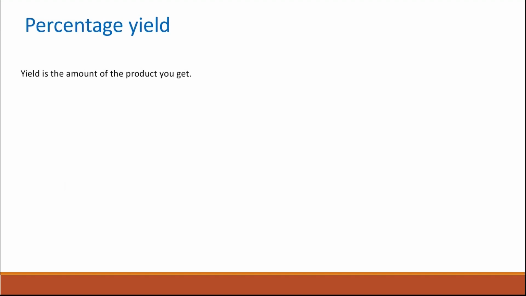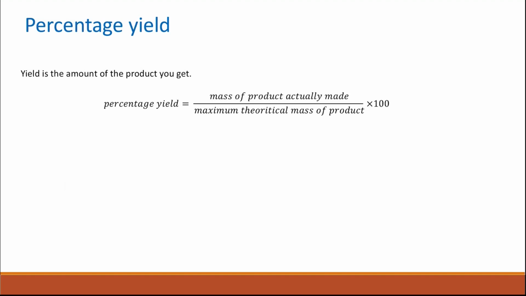So yield is the amount of the product that we actually get. To calculate the percentage yield, we find the mass of the product that was actually made or produced and divide that by the maximum theoretical mass of the products and multiply this by 100 to get the percentage yield. The percentage yield can be anything between 0 and 100%.